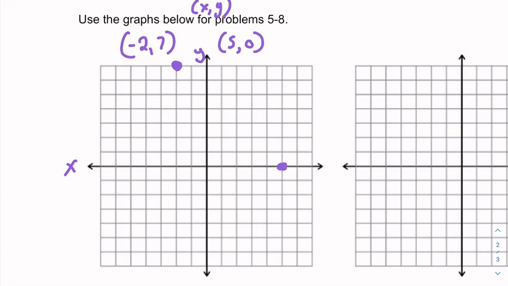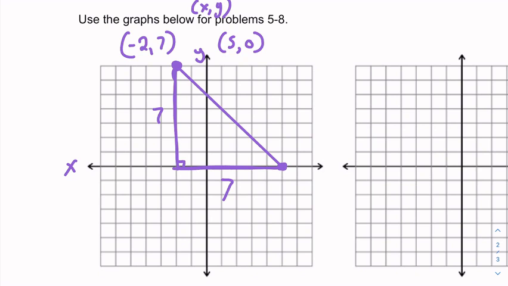I'm going to draw a line in between them, and then we're going to create our triangle. I'm going to draw a line straight down and straight over to create our right triangle. Then from there, we're going to count the spaces of our legs. Our base is 7 spaces long, and our height is 7 spaces tall. So our a and our b are both 7.